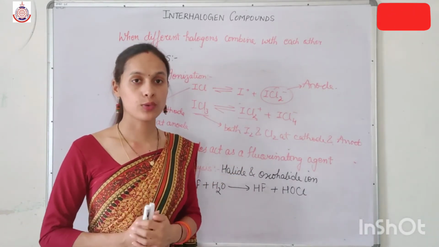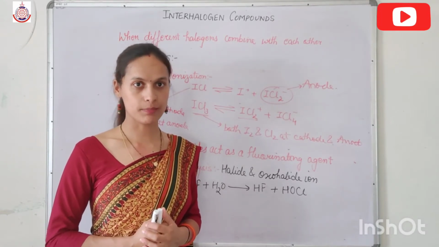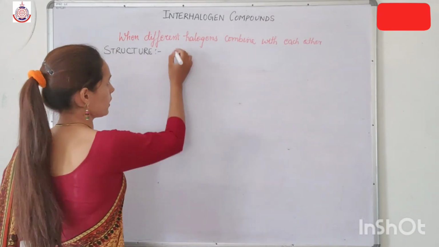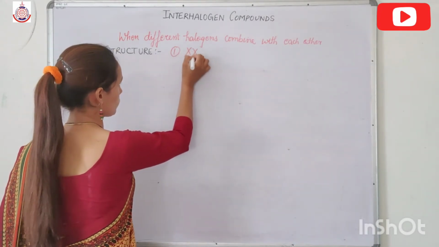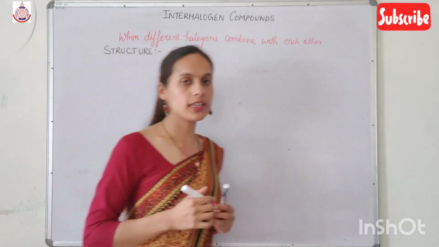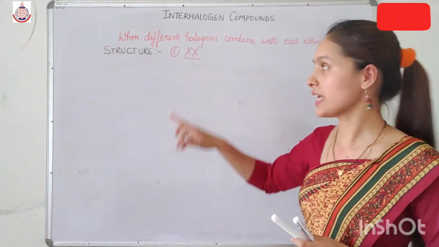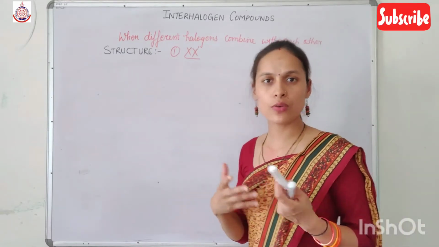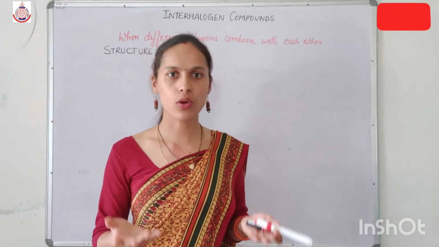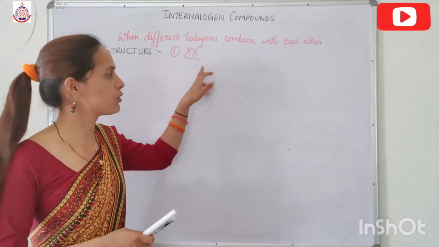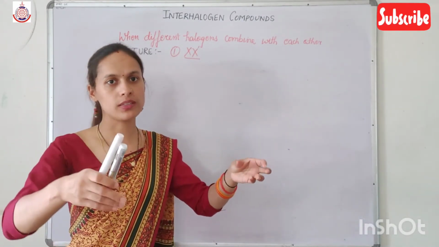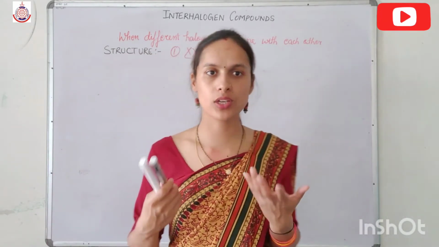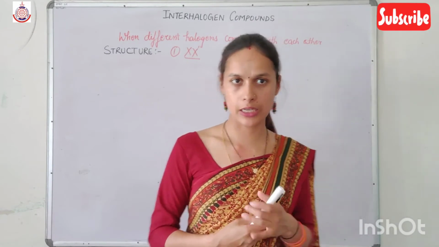Now we will talk about the structures of the interhalogen compounds. If we talk about the structure of the interhalogen compounds, the first type of the interhalogen compounds is XX' type. Because in this type of interhalogen compounds we have only two atoms, therefore the structure is obviously linear. Because we have only two atoms, so one is arranged here, one is arranged here. There is no doubt that the shape is linear, the geometry is linear.